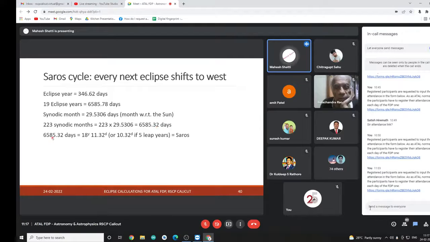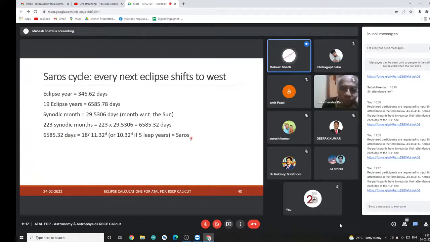So 6585.32 days is basically 18 years, 11.3 days, or 10.3 days if there are 5 leap years within this particular period. This particular period is called Saros. So after every 223 synodic months, there are going to be 19 eclipse years completed, and therefore the sun is again going to come.